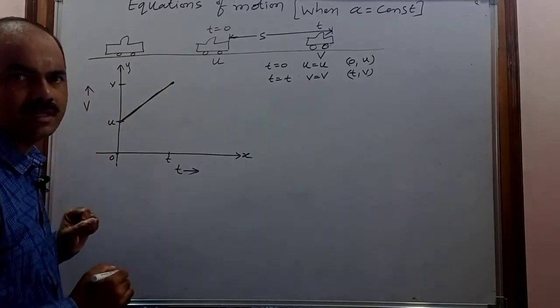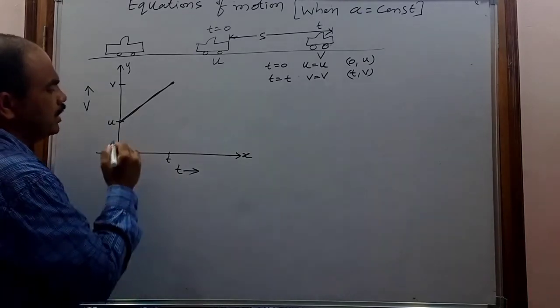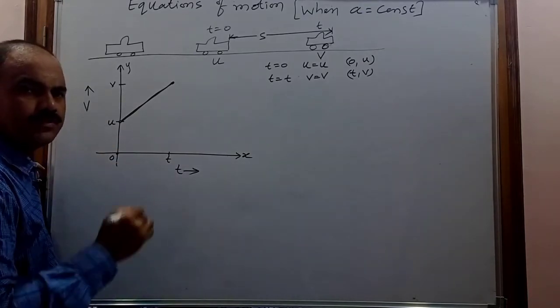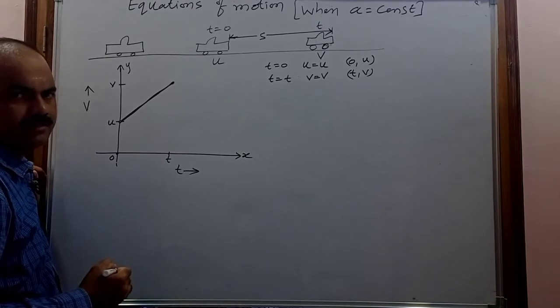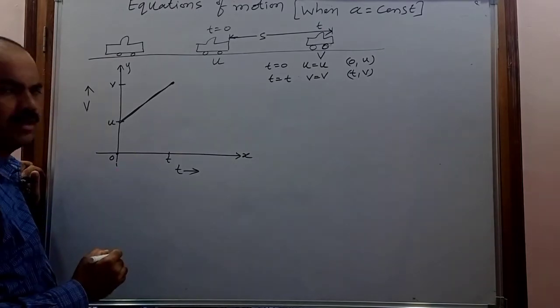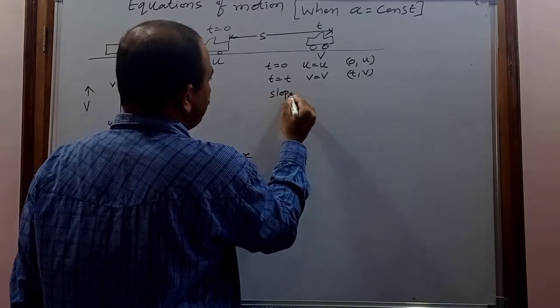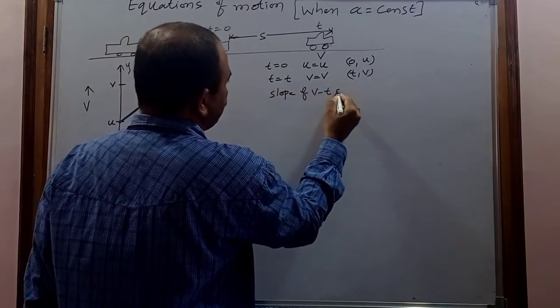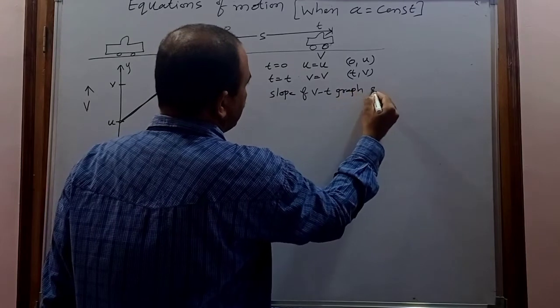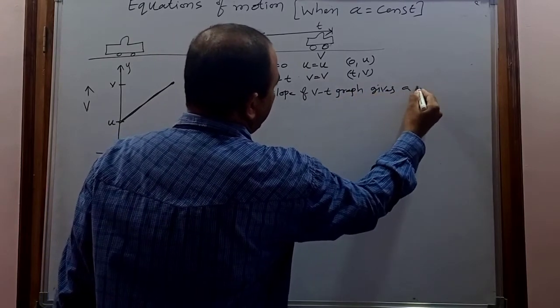Already you know that the slope of the velocity versus time graph gives the acceleration. The slope of the velocity versus time graph gives the acceleration.